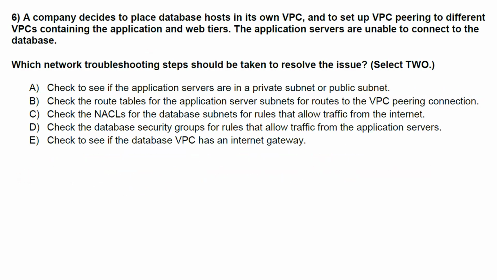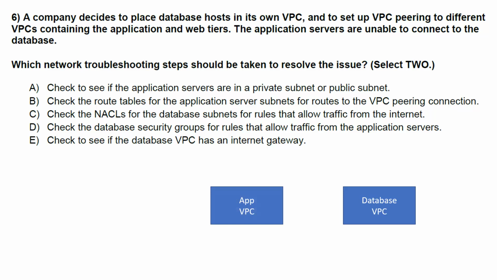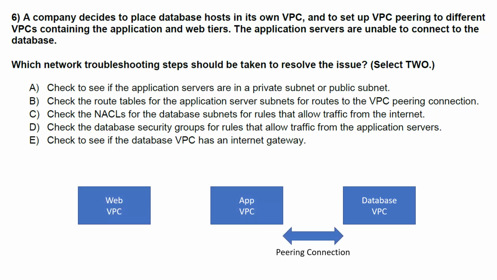The next question is about VPC peering. Here the company has placed the database in a separate VPC. The app and web tiers are in their own VPCs. There is also a peering connection between the VPCs. The problem is app servers are unable to connect to the database. So we need to identify the next steps for troubleshooting this issue. The question is asking us to select two relevant troubleshooting steps.